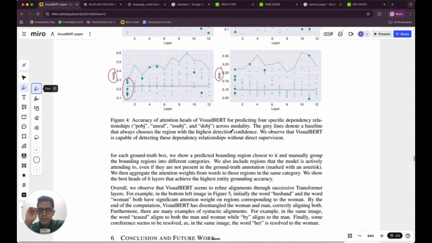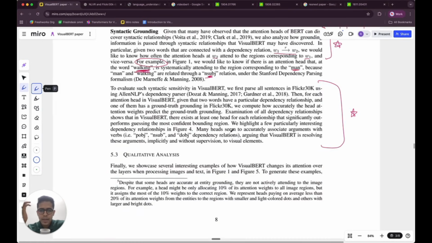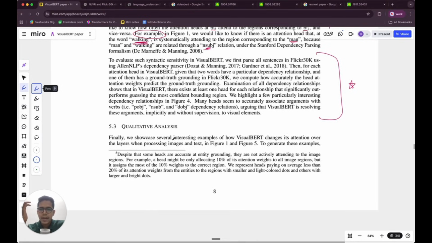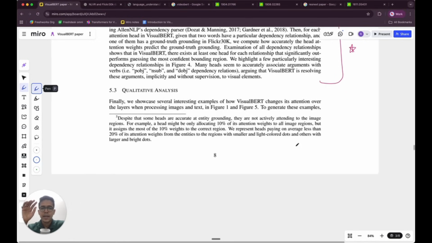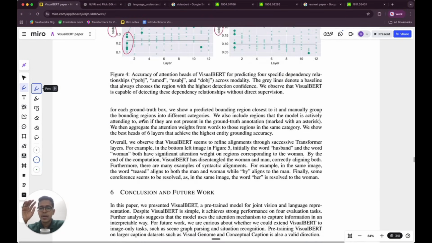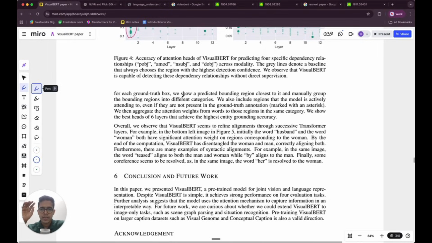Let me just read ahead. Maybe they are explaining it somewhere. "Finally, we showcase several interesting examples of how VisualBERT changes its attention over the layers when processing images and text." In figure 1 and 5, they are showing that. "To generate these examples, for each ground truth box, we show a predicted bounding region closest to it and manually group the bounding regions into different categories. We also include regions that the model is actively attending to."